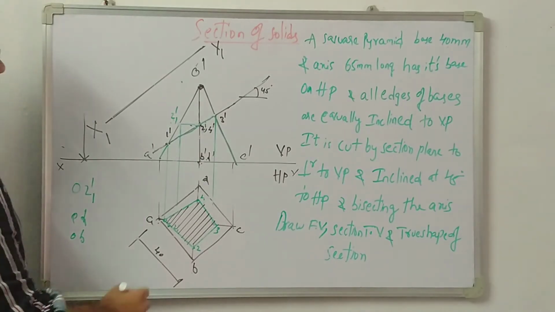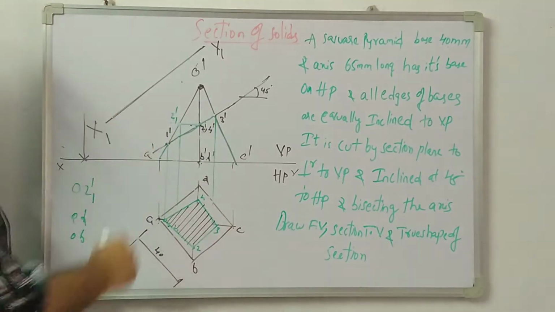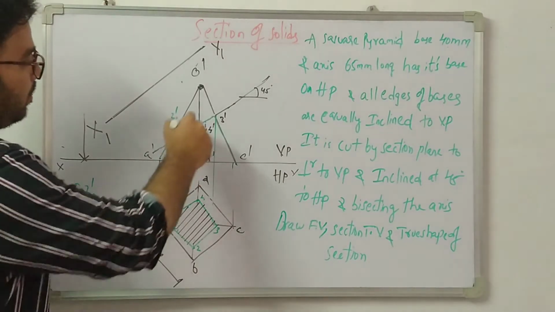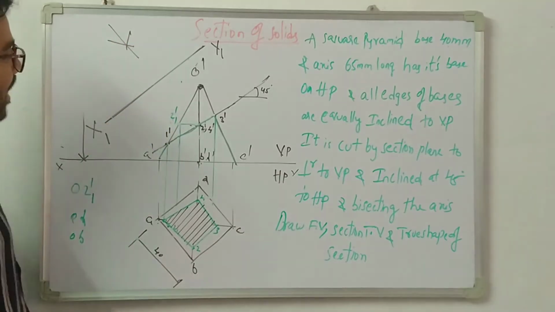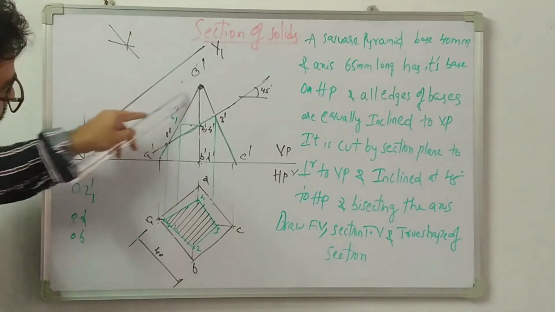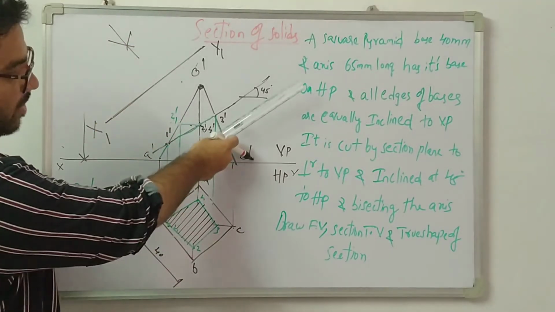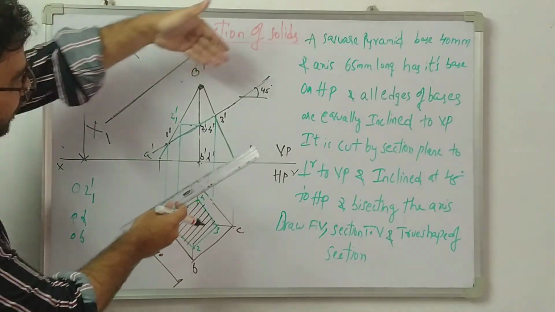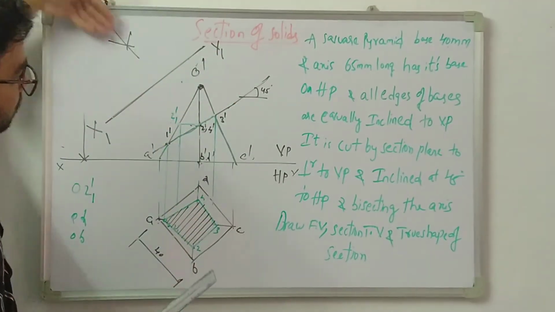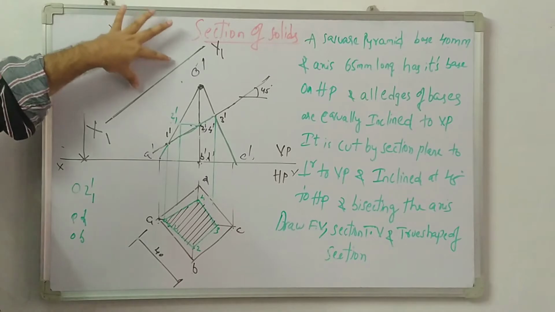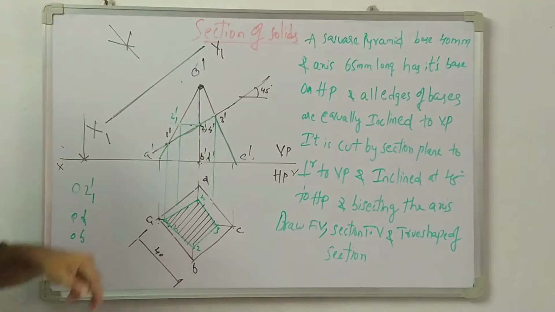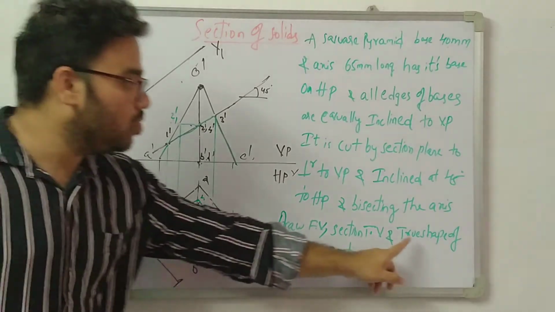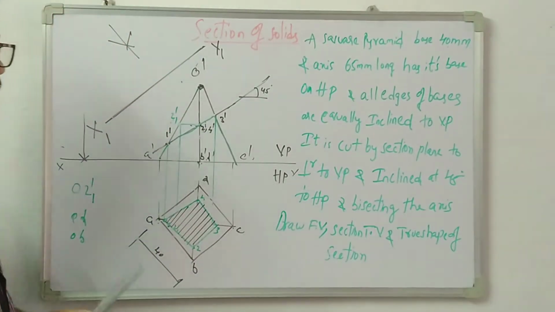Now see here, I can see the true shape. Why? I can't see from here onwards, but I can see the viewer is like this. I can see the true shape of this object. Why? The cutting plane is making 45 degrees. So perpendicular to this 45 degree line, I can watch. This plane is called nothing but the auxiliary plane. So can I watch from this side? I get the complete view, the true shape of the section.